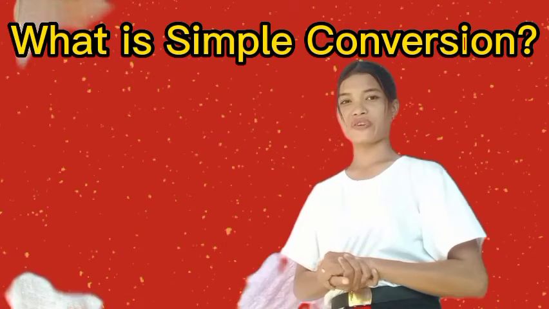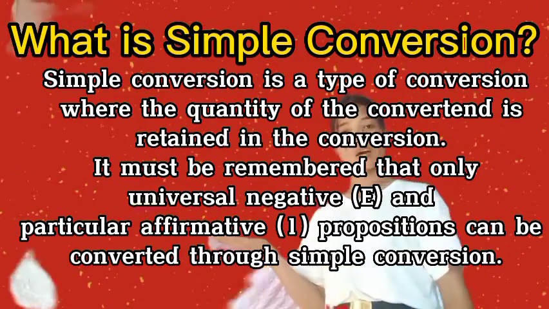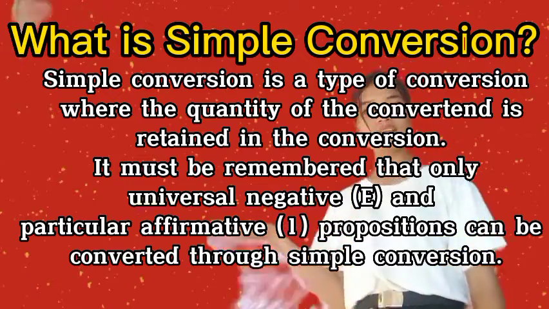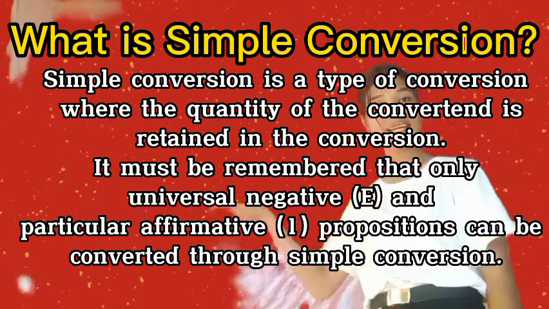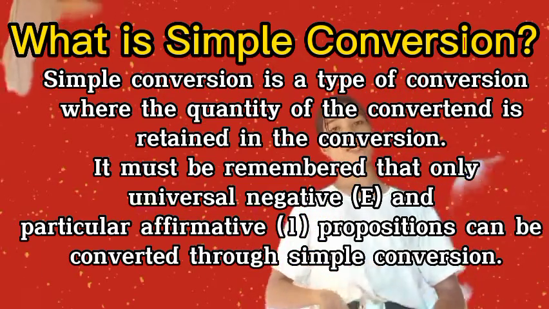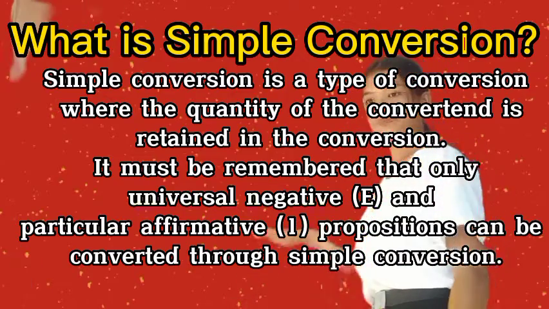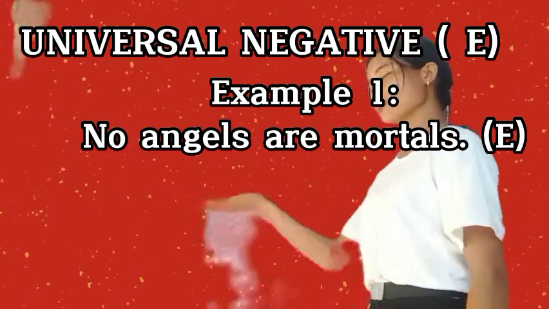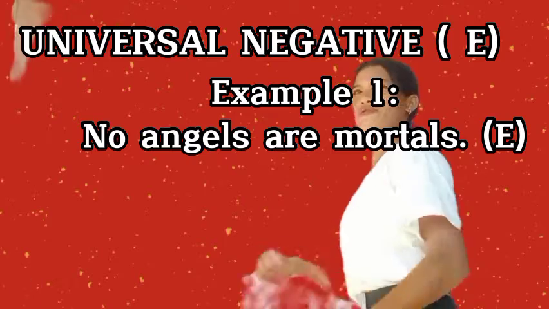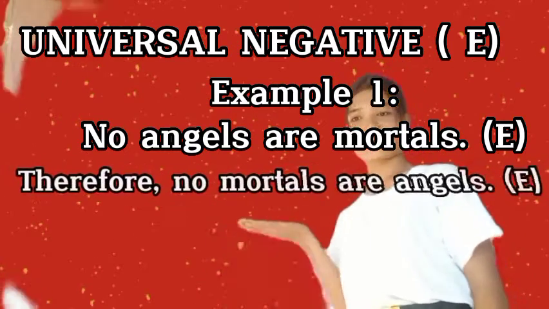So what is simple conversion? Simple conversion is a type of conversion where the quantity of the convertend is retained in the conversion. It must be remembered that only the universal negative, letter E, and the particular affirmative, letter I, propositions can be converted by simple conversion. So let's say, for example, for the universal negative, or the letter E, no angels are mortals. If we change it, therefore no mortals are angels.